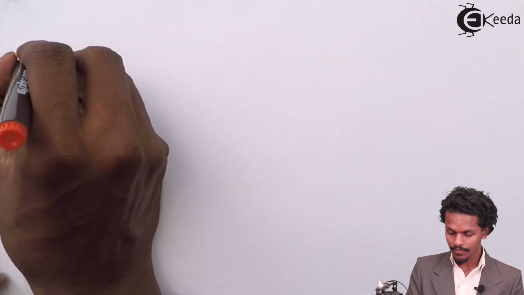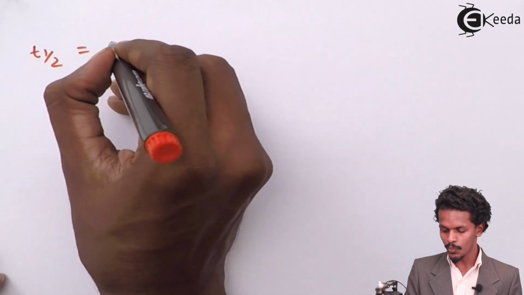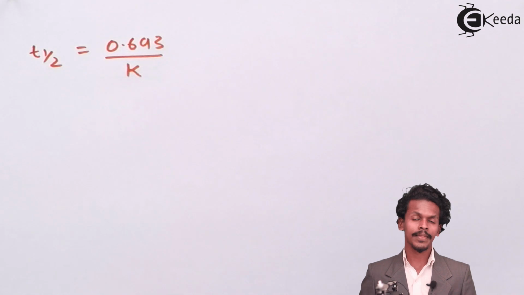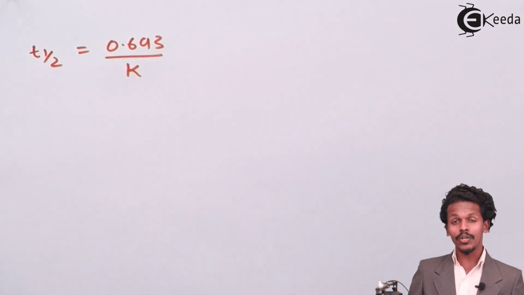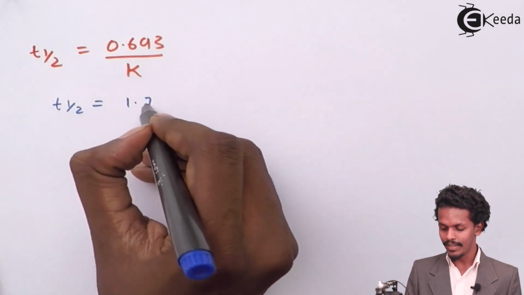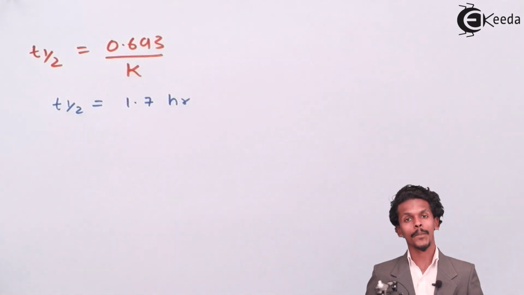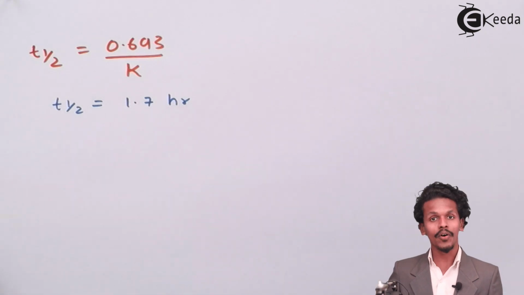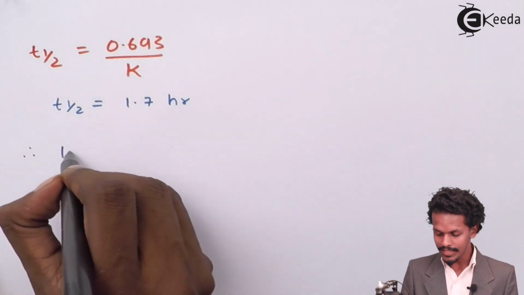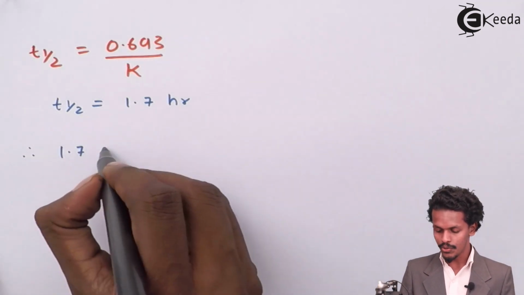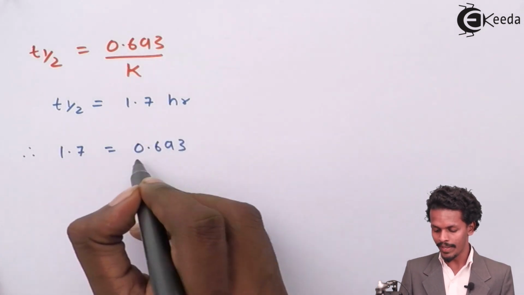We know the half-life formula, that is T half is equal to 0.693 upon K. This is what we know. And the T half which is provided to us is 1.7 hours. So what would be the value of K? We'll substitute this value in the above formula. Therefore, 1.7 hours is equal to 0.693 divided by K.